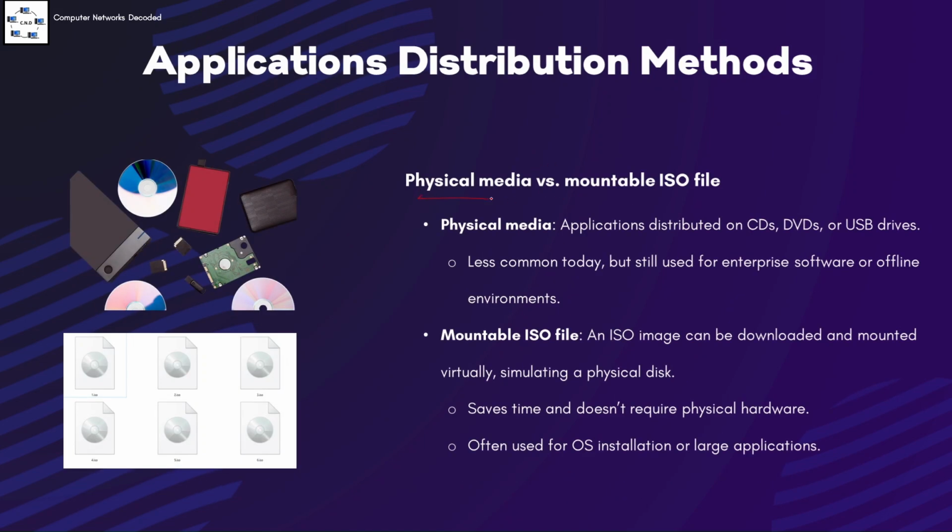Physical media versus the mountable ISO file. Physical media is where applications are distributed on physical media like CDs, DVDs, or USB drives. It is less common today, but still used for enterprise software or offline environments. A mountable ISO file is an ISO image that can be downloaded and mounted virtually, simulating a physical disk. It saves time, does not require physical hardware, and is often used for OS installation or other large applications.